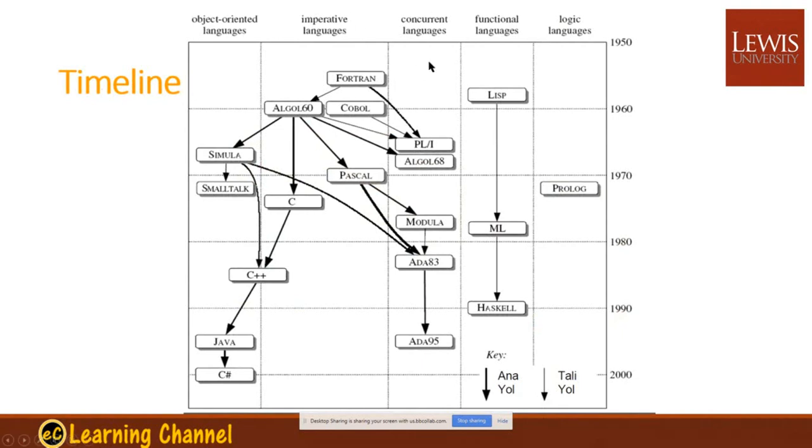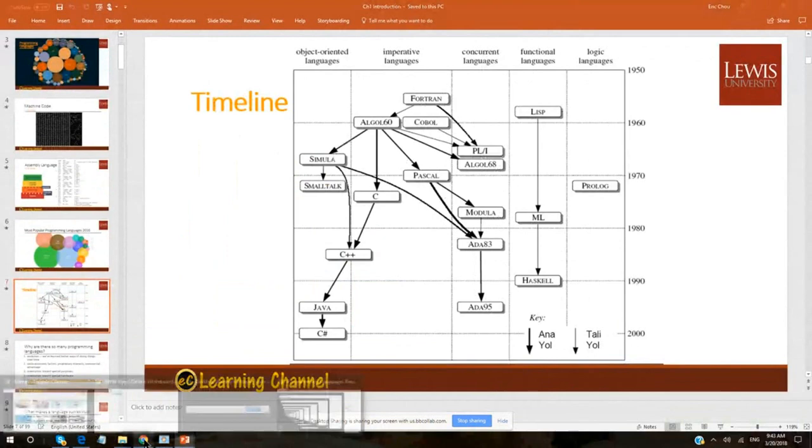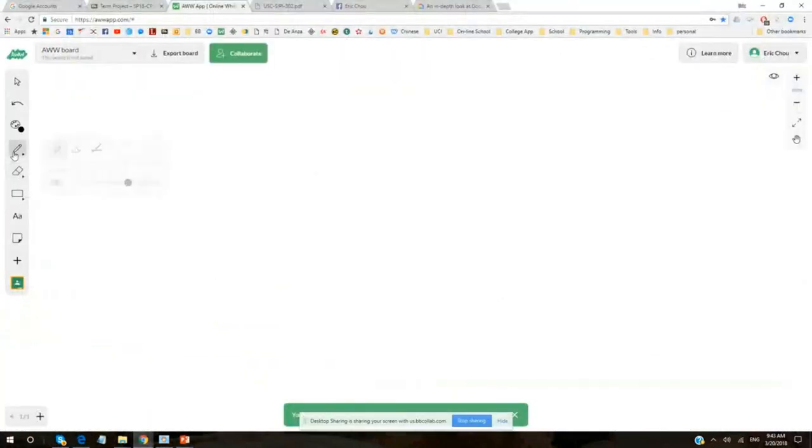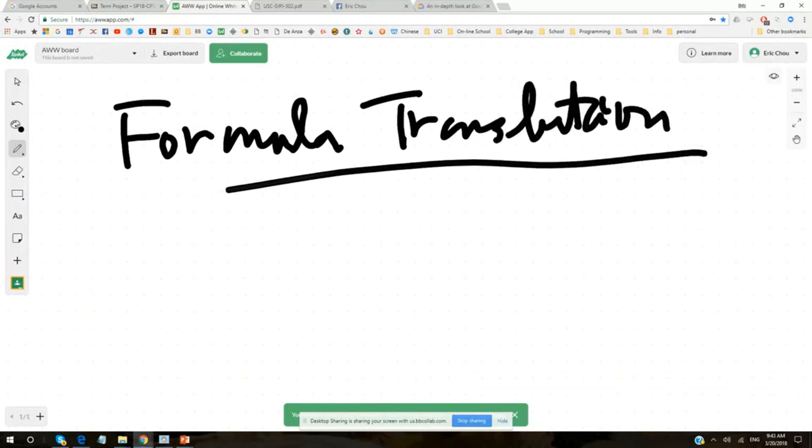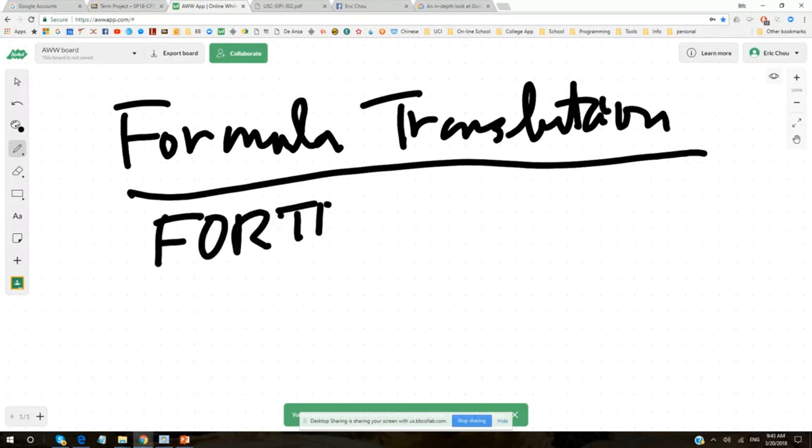And here is the timeline for the development of different languages. The first high-level language designed is Fortran. Fortran is short for Formula Translator. And this Fortran language is so important in human history.